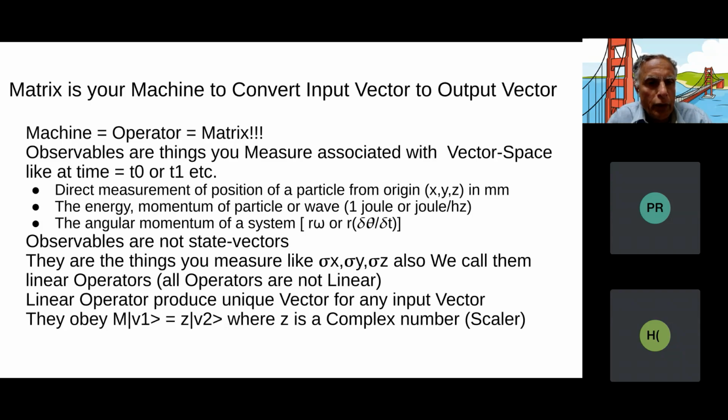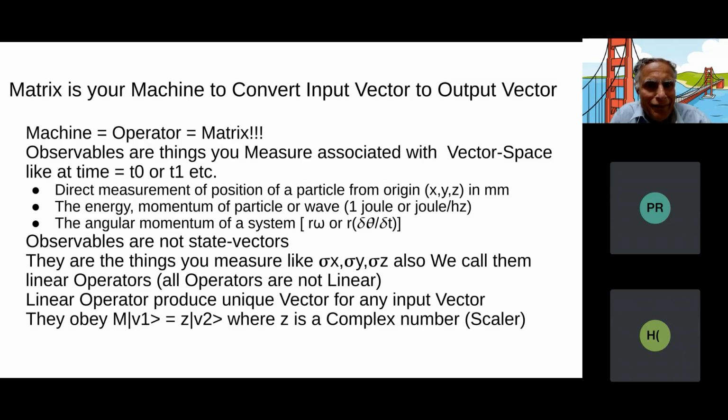There is something in quantum computing called observables. If there is an observable, then you can measure something associated with that observation in the vector space, like at time t equal to 0 or time t1, and you are able to measure the output vector in the vector space. That's what is desirable.